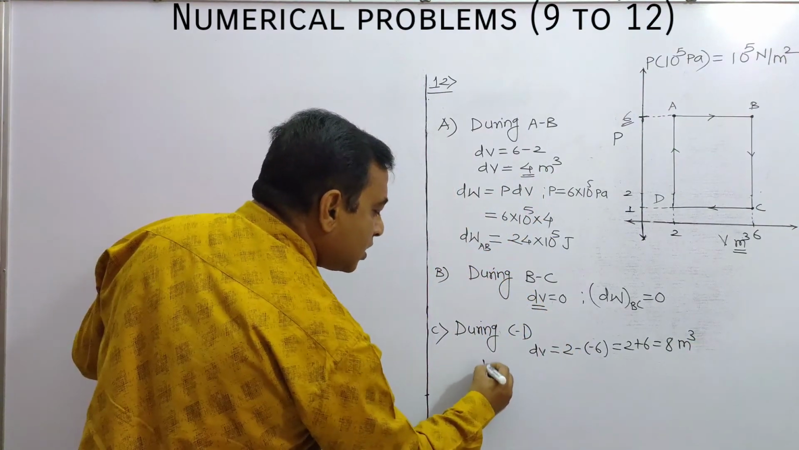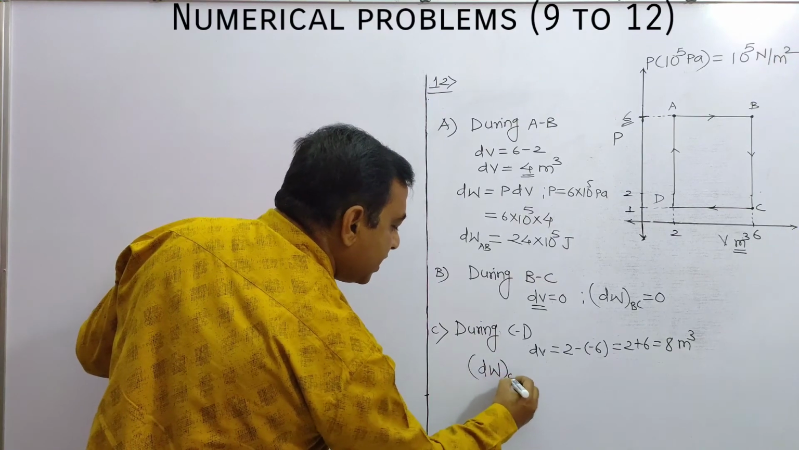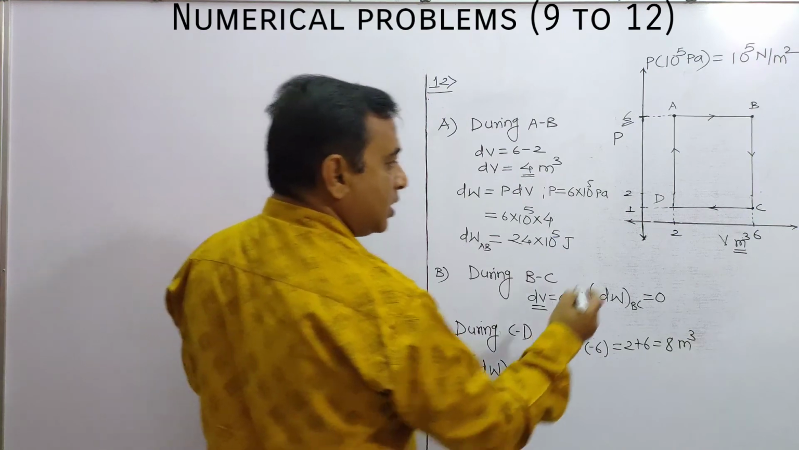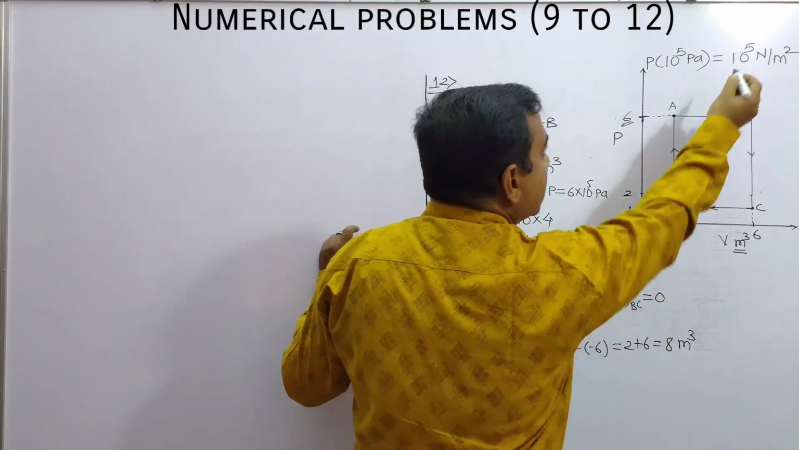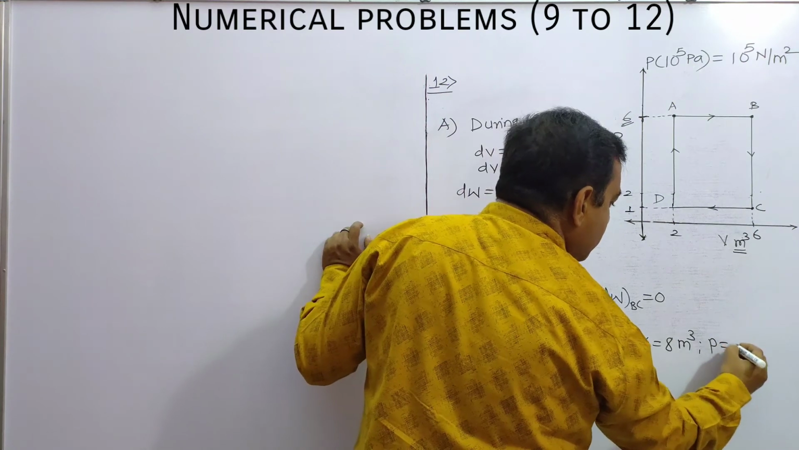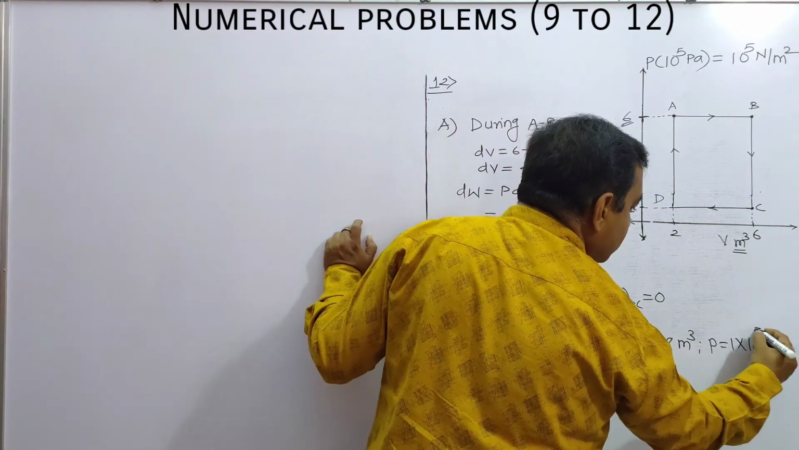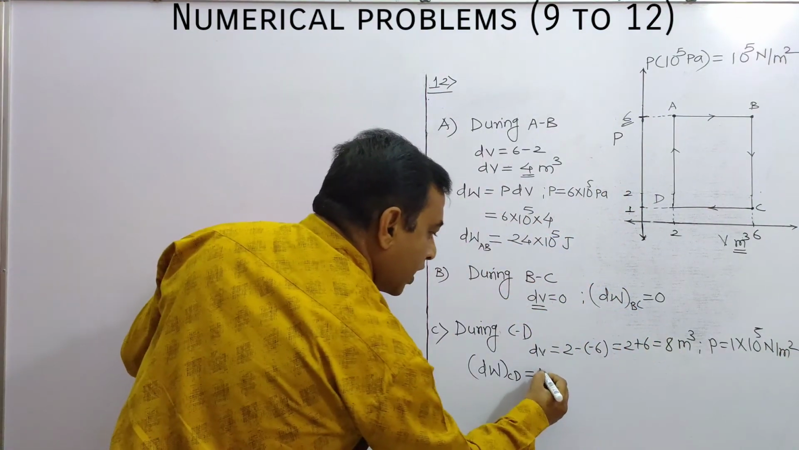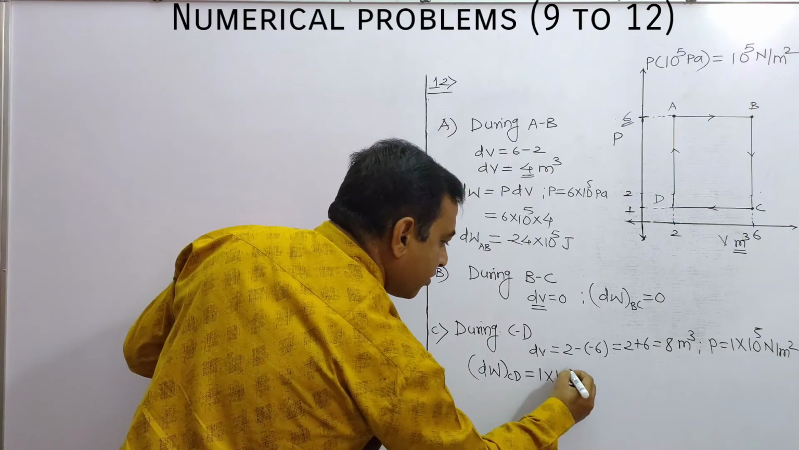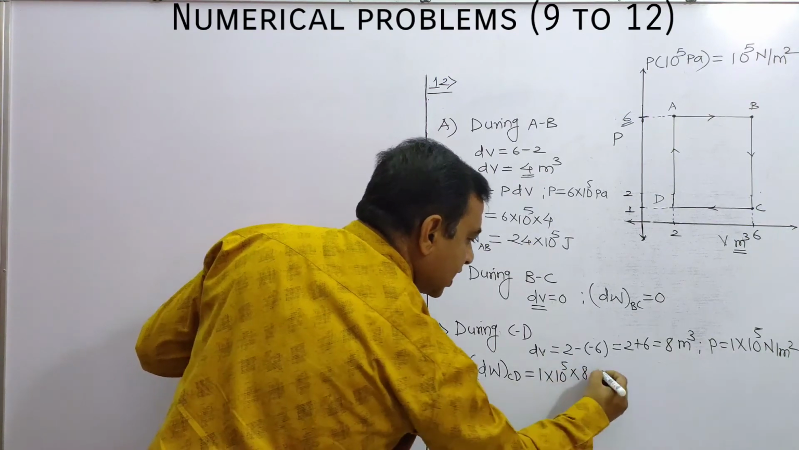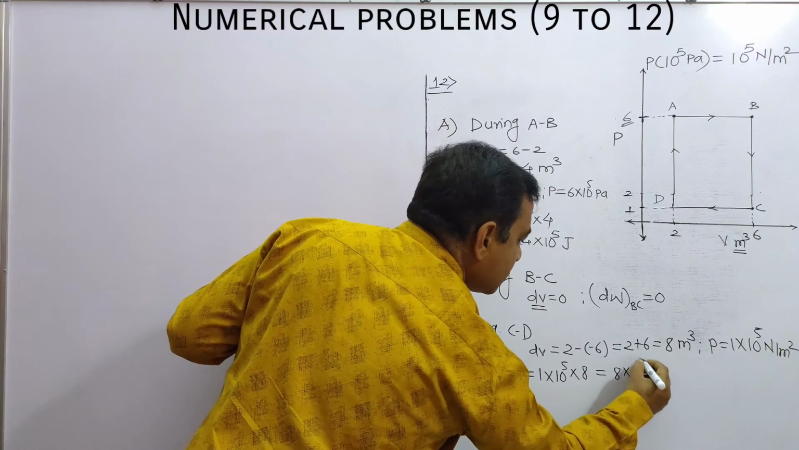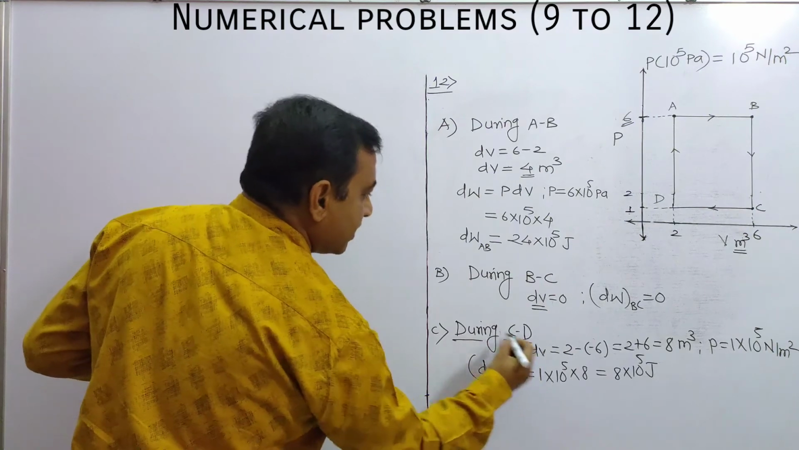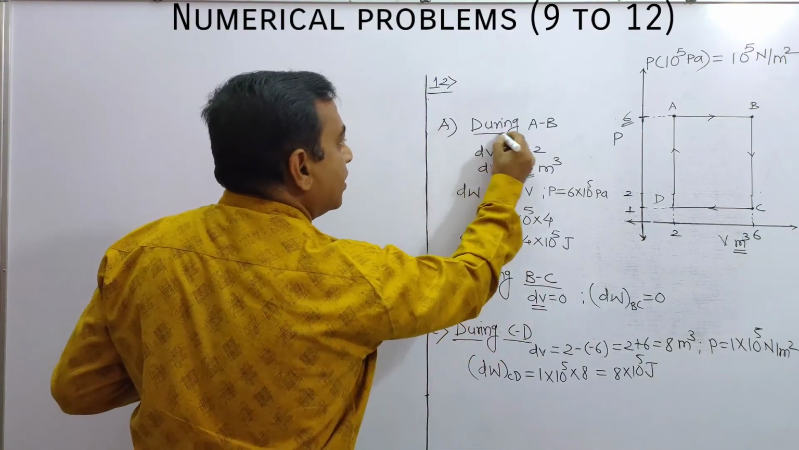So what about the work done? Work done during CD is given by pressure times change in volume. Here the pressure is 1 into 10 raised to power 5 Newton per meter square or Pascal. So 1 into 10 raised to power 5 into 8 comes out to be 8 into 10 raised to power 5 joule. This is during CD.